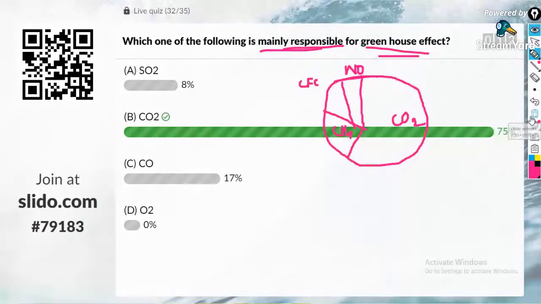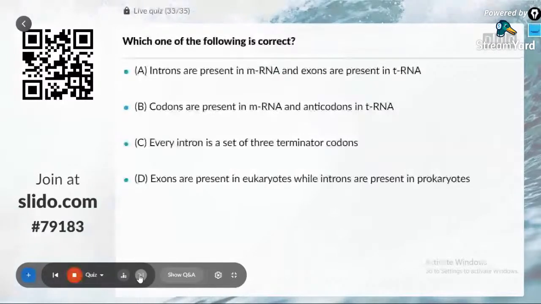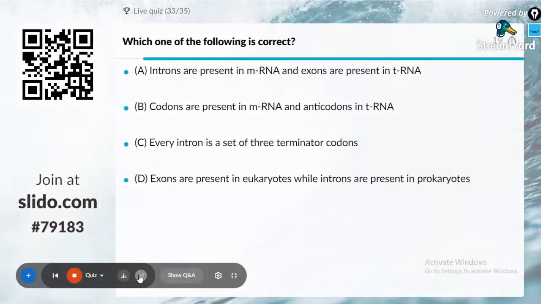Yes, 33rd question on the screen. We have two more remaining. Very good question. Which one of the following is correct? Introns are present in mRNA and exons are present in tRNA. Codons are present in mRNA and anticodons in tRNA. Every intron is a set of three terminator codon. Exons are present in eukaryotes while introns are present in prokaryotes.